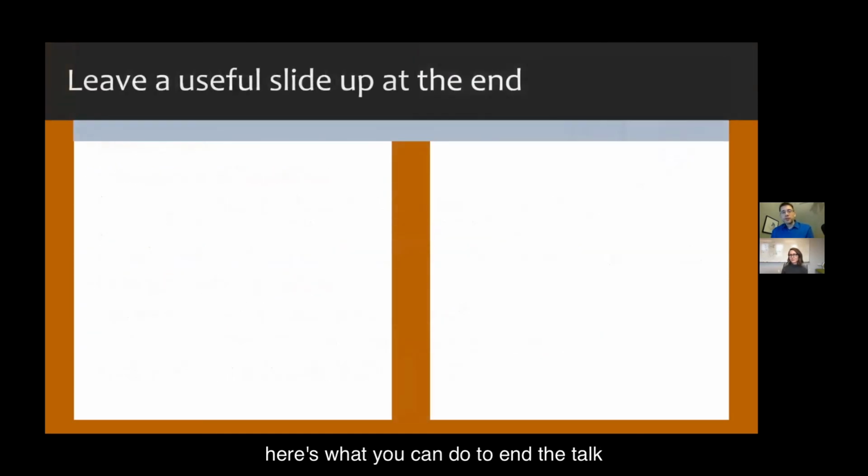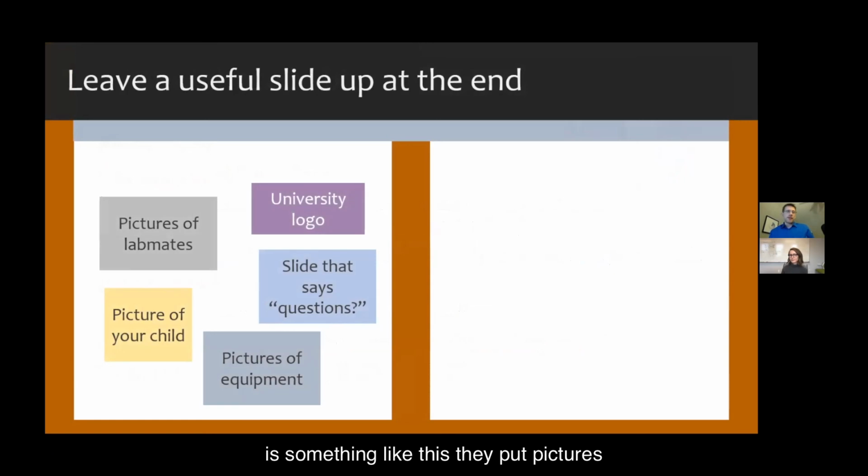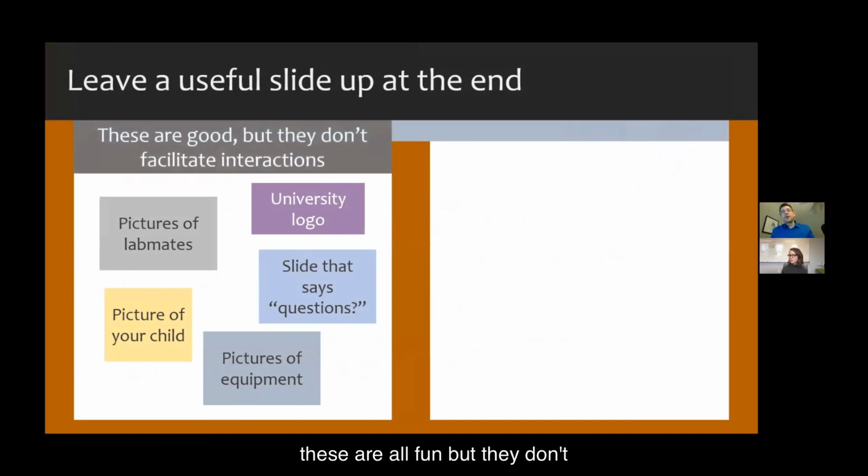Here's what you can do to end the talk effectively. What people usually do is something like this. They put pictures of their lab, they put their university logo, they have a slide that just says the word questions, pictures of a child or pictures of a dog. These are all fun, but they don't actually facilitate the interaction you want at the end of a talk.